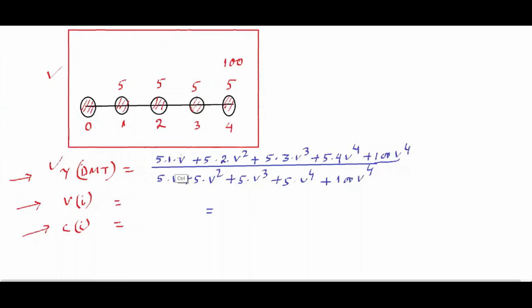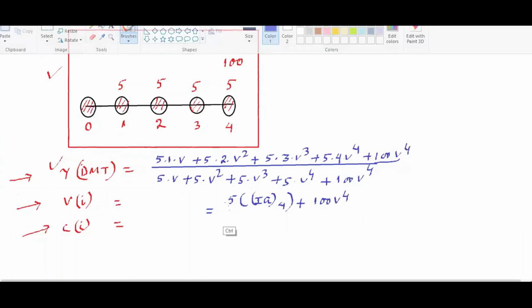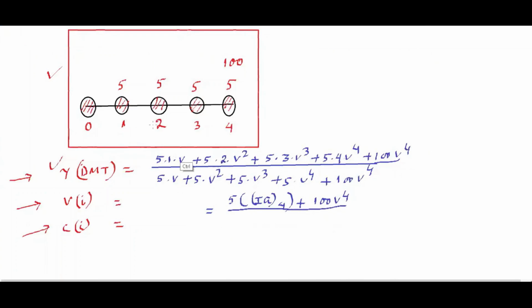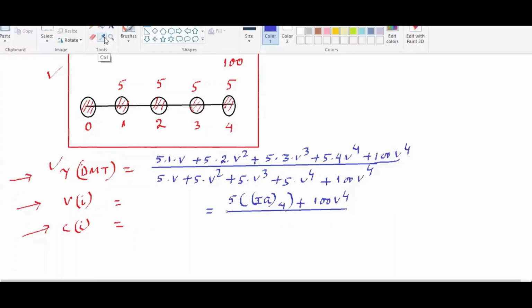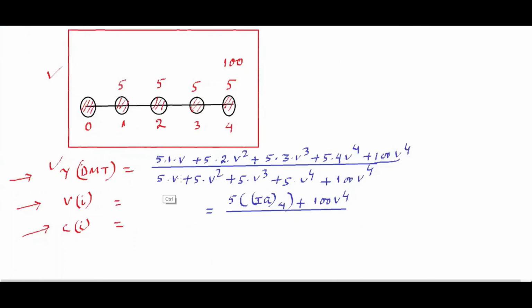If you check this one, here you can take 5 common, okay? Then you have an annuity here, that is increasing annuity, IA4 plus 100 V4 divided by, okay, use this line. Next, you write here 5V and all that up to 5V4. That will be 5A4 plus 100V4. You see, there is a particular form here.